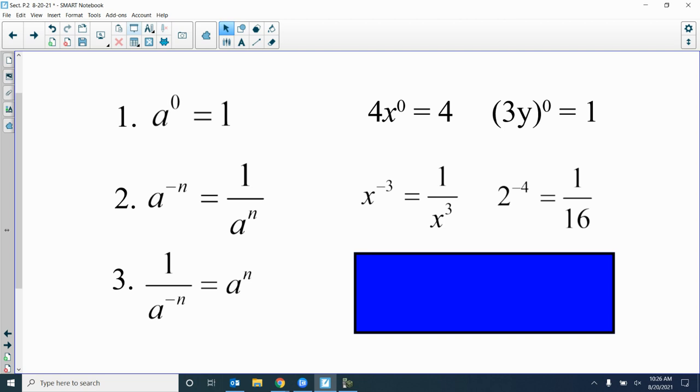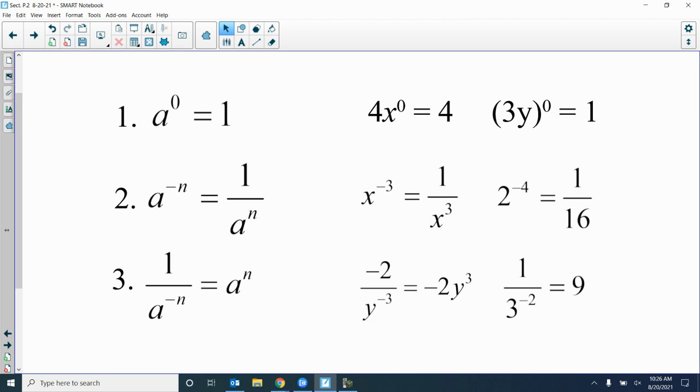If the negative exponent's in the denominator, then it moves to the numerator. Basically, you've been taught, wherever the negative exponent is, it's going to move to the other side of the fraction bar. If it's the top, it's going to the bottom. If it's the bottom, it's going to go to the top. So negative 2 over y to the negative third, you do not mess with negative coefficients or negative constants. So that becomes just negative 2y cubed. 1 over 3 to the negative second becomes 9, because that's 3 squared. Okay, so those are the first three, basically dealing with 0 and negative exponents.